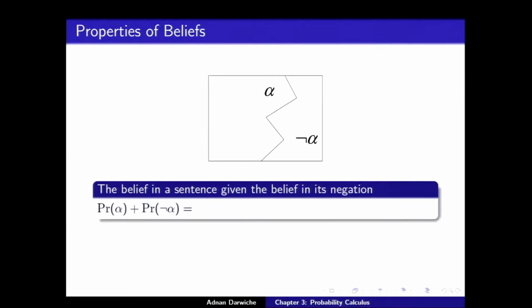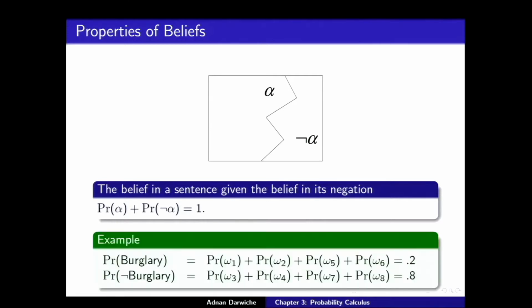And as you remember also from last time, a world either satisfies alpha or not alpha. And therefore, when you look at the set of worlds and you look at alpha and not alpha, they partition the worlds. So when we add the probability of alpha and not alpha, what do we get? We get also a 1. And here are some concrete examples.